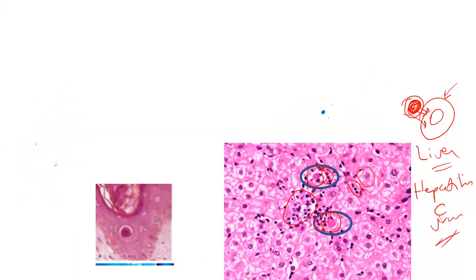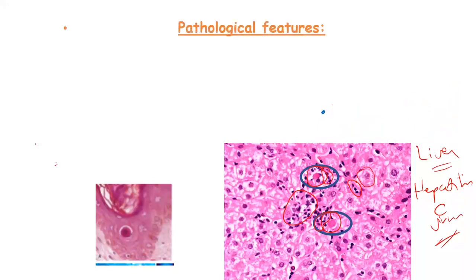Here we are going to talk about the morphology of apoptosis. It affects single cells or small clusters.